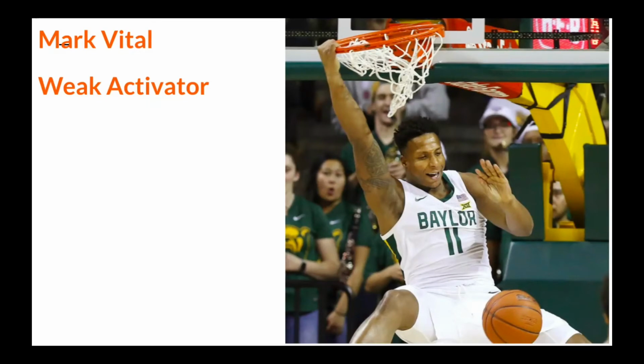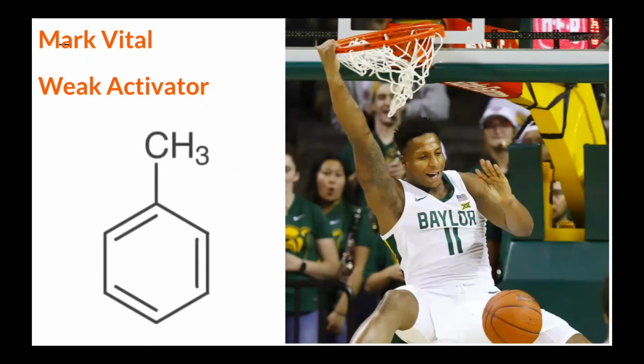All right, so let's look at the third player, the weak activator, Mark Vital. He plays for the Baylor Bears. Not really good at scoring. He's not a shooter. He can't shoot threes or long range. If he could shoot, Baylor would have already won the national championship, but that's okay. And let's look at his match. His match is toluene, which is just a benzene ring with a methyl group, which is not as good as others, but it works, I guess, most of the time.